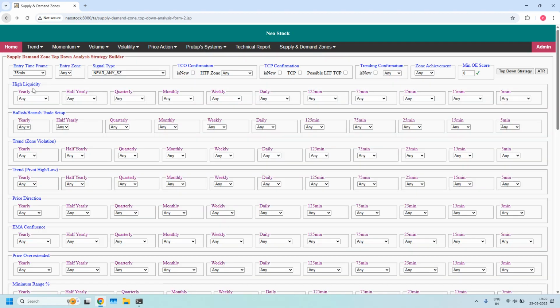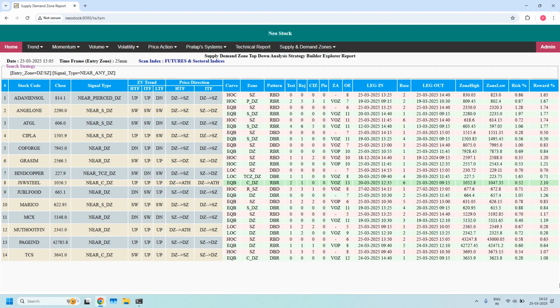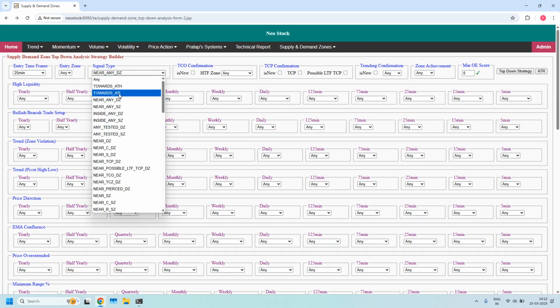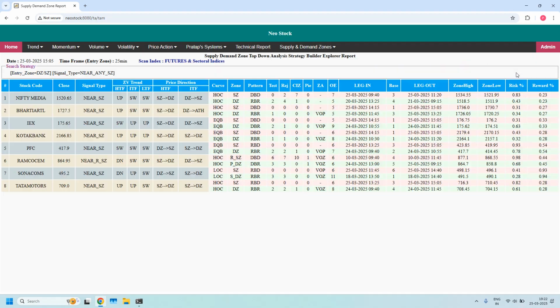Okay, next time frame is 25 minutes. Stocks near 25 minutes demand zone. We got 14 stocks. Next, stocks near 25 minutes supply zone. We got 8 stocks.